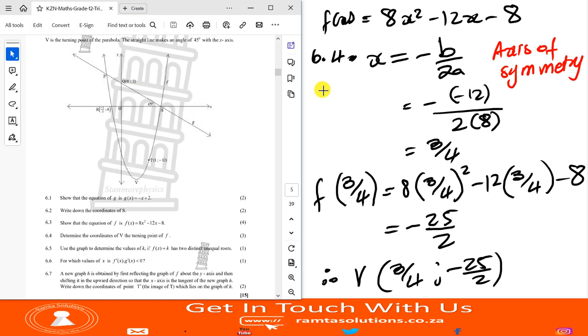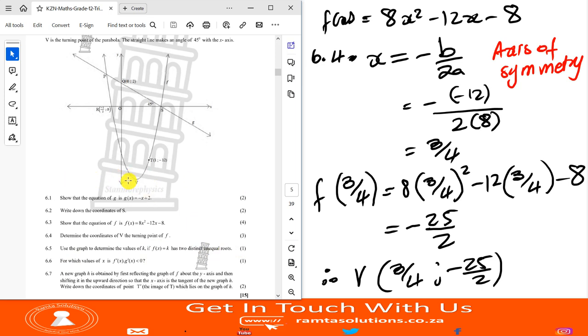So right now, what do we have? We have 11 marks. So use the graph to determine the value of k if f of x is equal to k has two distinct unequal roots. Did you hear that? It must have two distinct unequal roots.